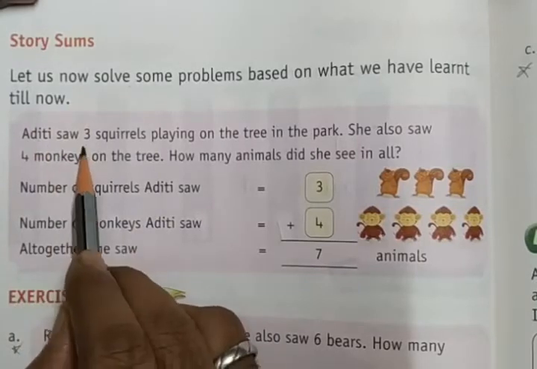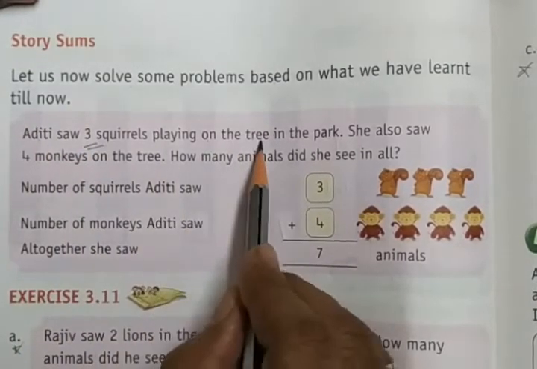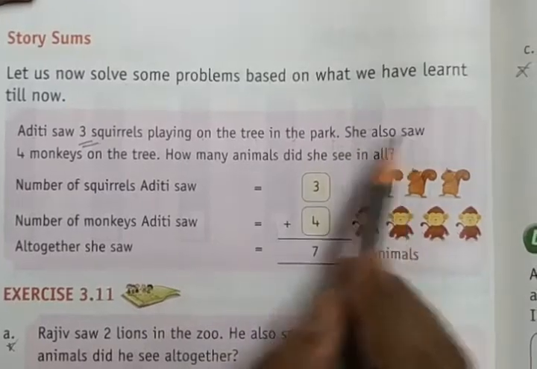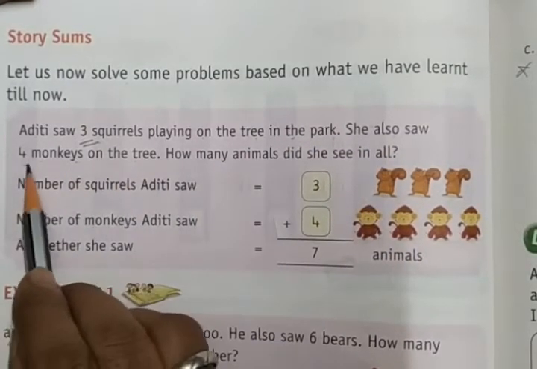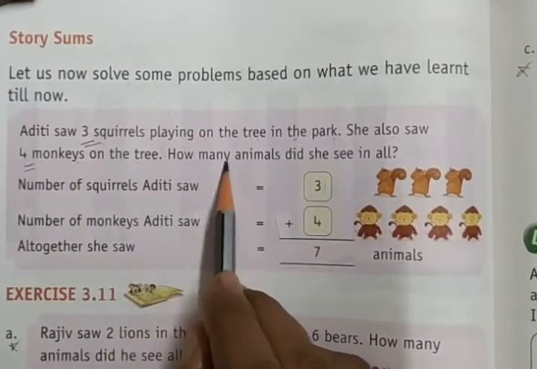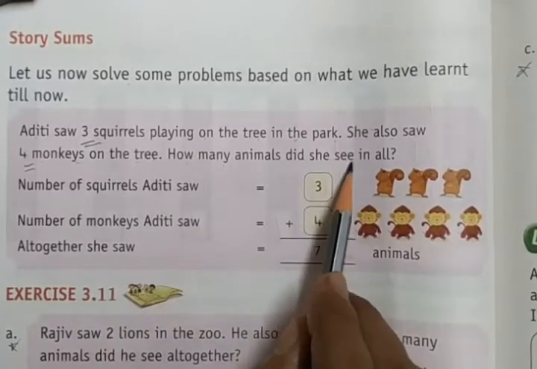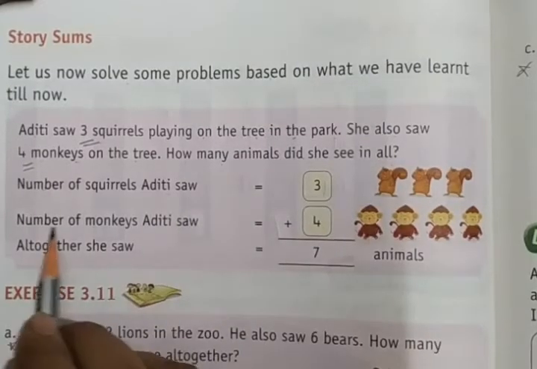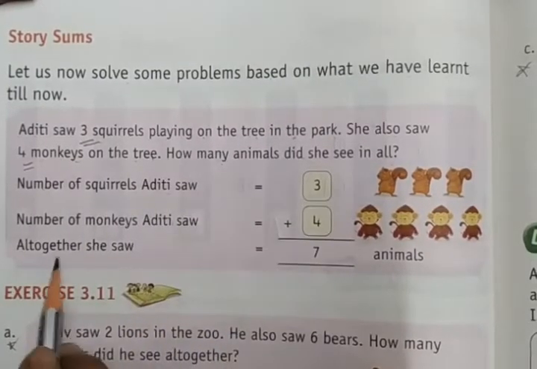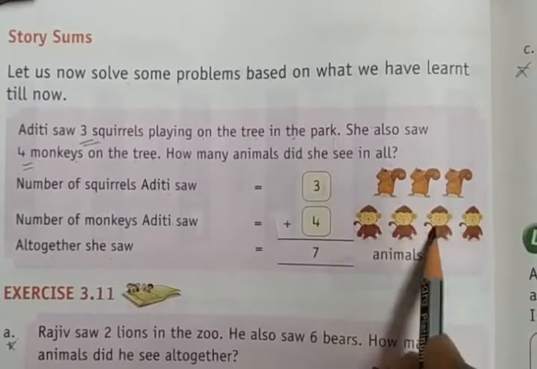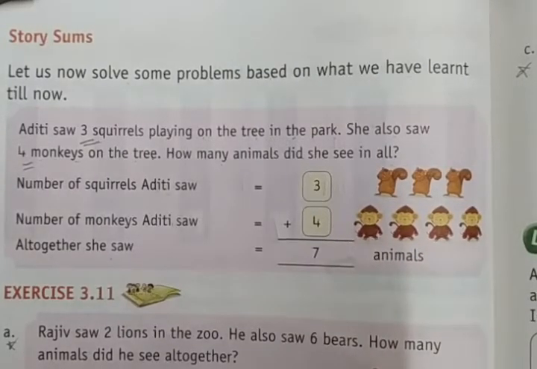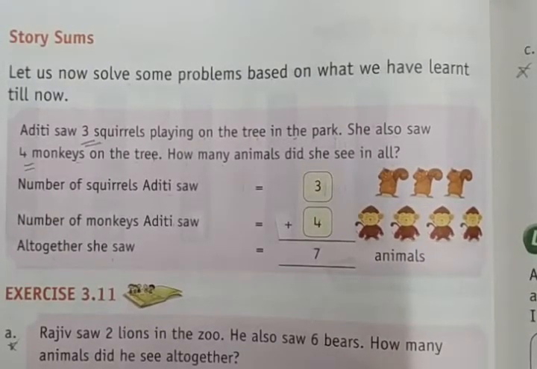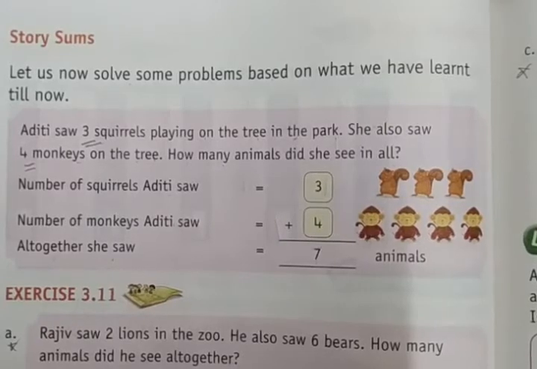Aditi saw 3 squirrels playing on the tree in the park. She also saw 4 monkeys on the tree. How many animals did she see in all? Number of squirrels Aditi saw is 3. Number of monkeys Aditi saw is 4. Altogether 1, 2, 3, 4, 5, 6, 7. Altogether 7 animals she saw. She saw. See, past tense is saw. Right? Clear?